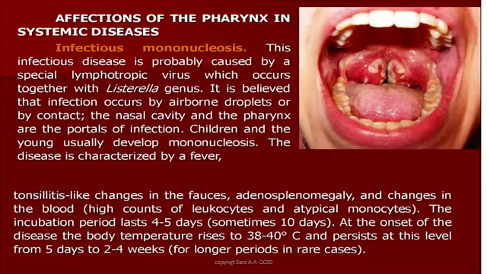during infectious mononucleosis. It is believed that infection occurs by airborne droplets or by contact. The nasal cavity and the pharynx are the portals of infection. Children and the young usually develop mononucleosis. The disease is characterized by fever, tonsillitis-like changes in the fauces, splenomegaly, and changes in the blood. At the onset of the disease, the body temperature rises to 40 degrees and persists at this level from 5 days to 4 weeks.